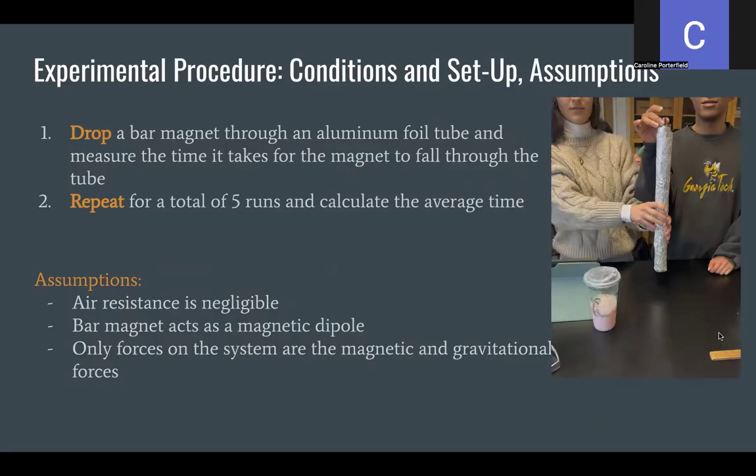The experimental setup began with dropping a bar magnet through an aluminum foil tube and measuring the time it took for the magnet to fall through the tube. Then we repeated this for a total of 5 times and calculated the average amount of time. The assumptions were that air resistance is negligible, the bar magnet acts as a magnetic dipole, and the only forces on this system are magnetic and gravitational forces. This is the experimental setup shown here.